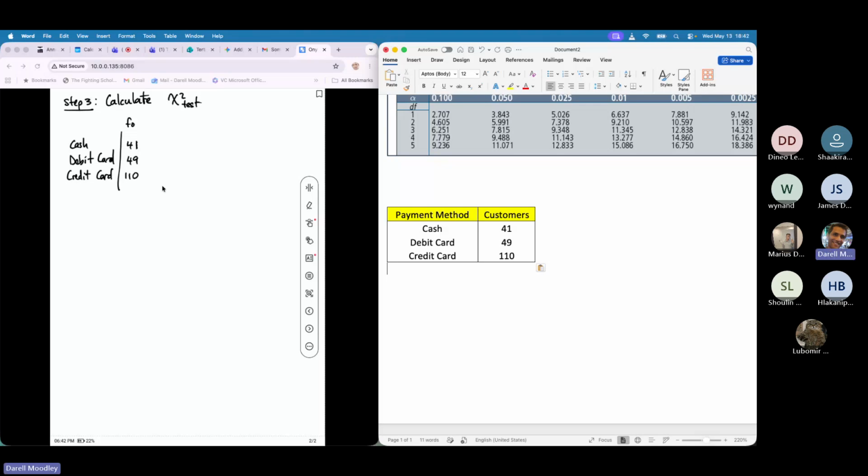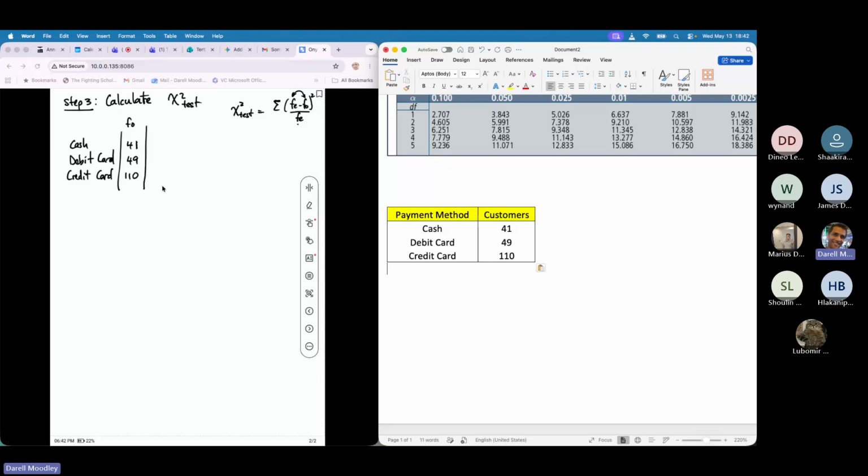So from last week, you recall the chi-squared formula for your test stat is a sum of your FE minus F0 all squared divided by FE. Right? It doesn't matter if these are interchanged because you're squaring it. It doesn't matter on the order. All right. So in this equation, you can see that we need FE. So we're going to have to work that out.